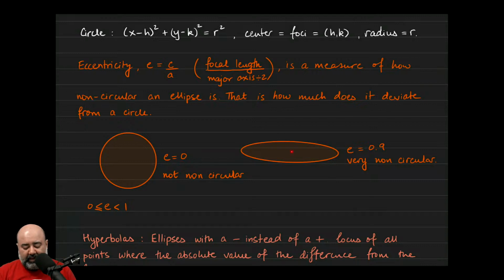On the other hand, what happens if we stretch it out or if we squish it down? Well, then we deviate significantly from a circle. In that case, you get a higher number, like 0.9. So this is very non-circular. This is extremely circular, so that's why it's 0. Now, if e is exactly 0, you get a circle. But this inequality indicates that e has to be less than 1, and it can't ever be equal to 1.